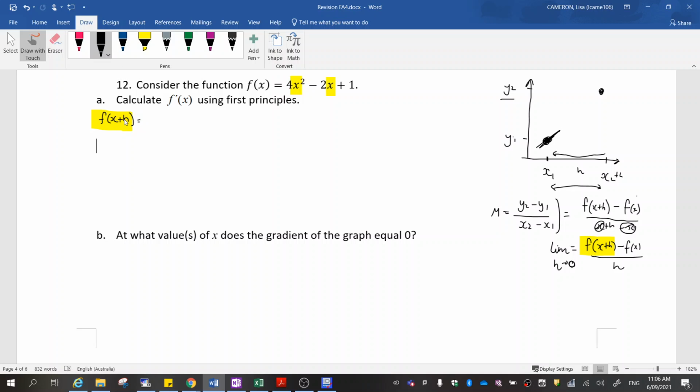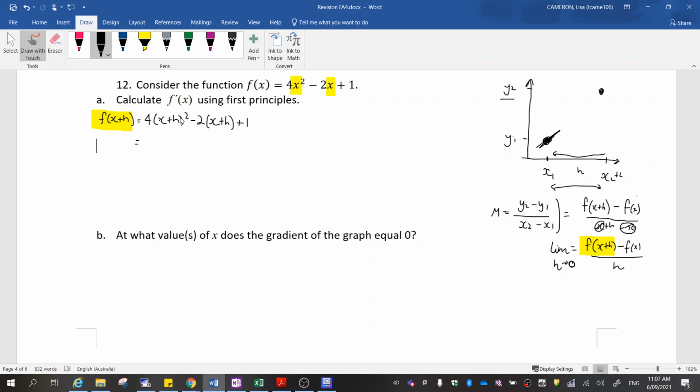Okay, if this said just x, I'd substitute just x in. If it said x plus a, I'd substitute x plus a in. If it said bananas, I'd substitute bananas in. Whatever's in this bracket goes in over here where x is. So 4 bracket x plus h squared minus 2 bracket x plus h plus 1.